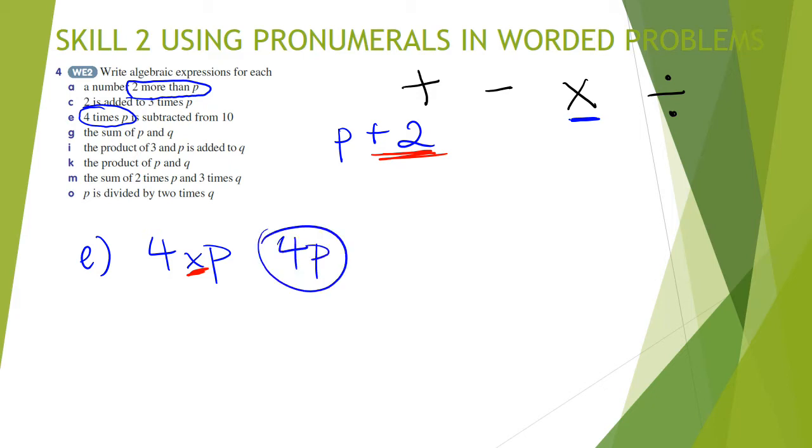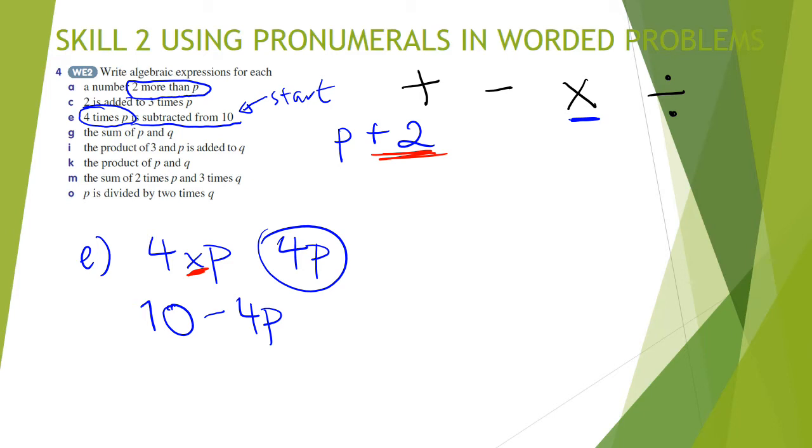Now the other part to this question, it says 4 times P is subtracted from 10. So if we subtract from 10, it means we write the 10 first and then we subtract the 4P. If we were to do it the other way around, it would be 10 is subtracted from 4P, but we want 4 times P is subtracted from 10. So we start with 10.